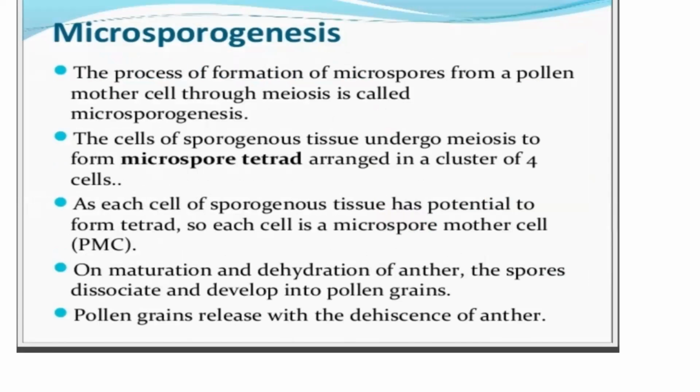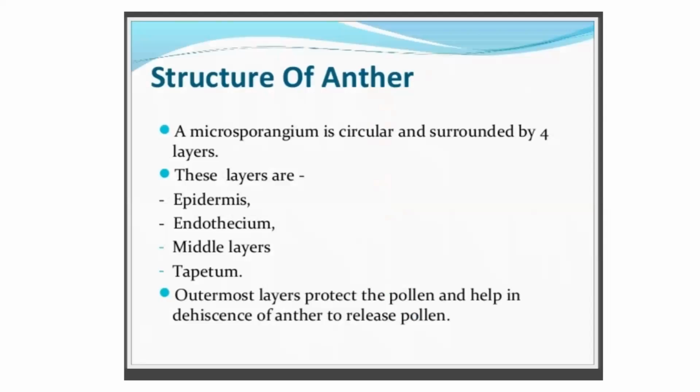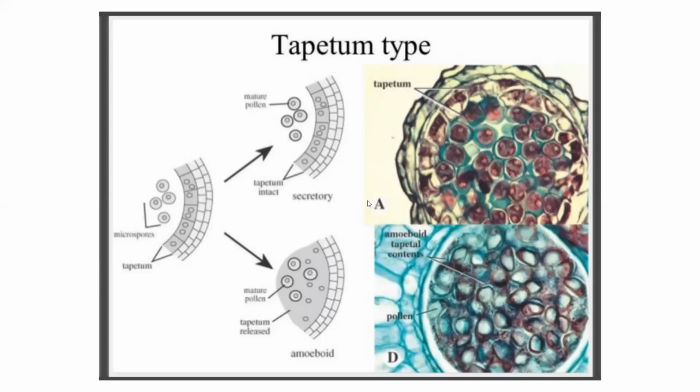Yesterday I will show one or two slides. This is the tapetum slide. Structure of anther: epidermis, endothecium, middle layers, tapetum. Four layers are present in the anatomy of the anther. Tapetum is of 2 types. One is the amoeboid tapetum and the second one is the glandular tapetum.